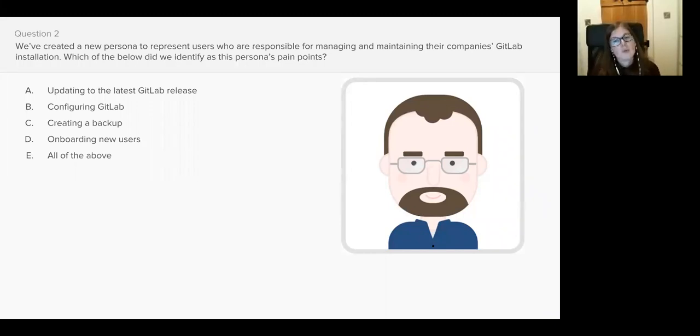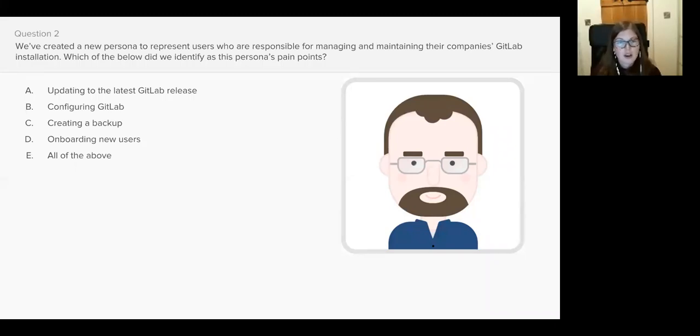And we can help them with more tutorials and guidance in the areas that they're struggling in. Another common suggestion is the ability to trigger these processes from within GitLab's interface. And this persona is also responsible for onboarding new users to GitLab. So they've got a lot on their plate.